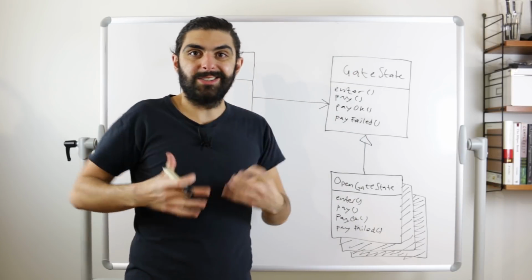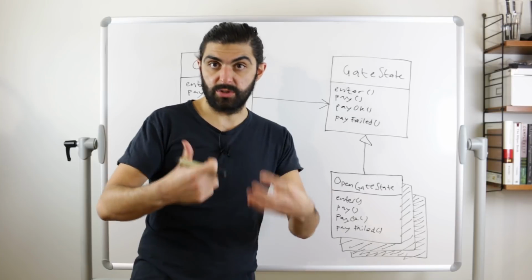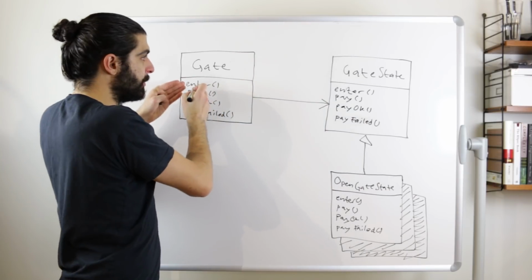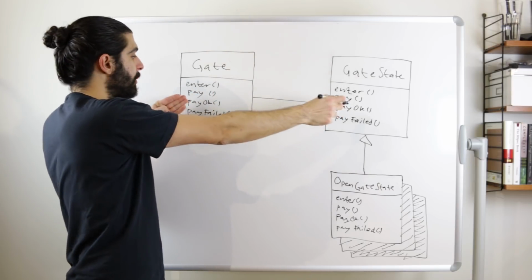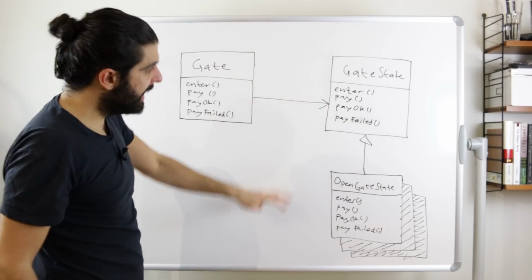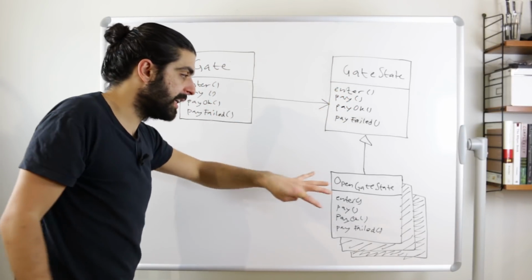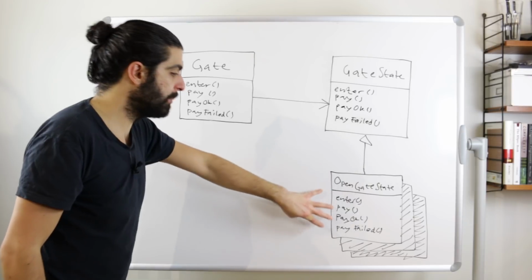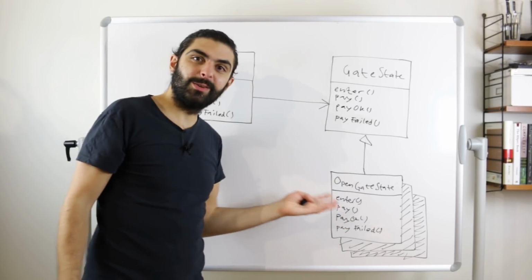So we need to be able to handle each cell individually, or we need to be able to have a separate implementation for each of the different cells. So that means that enter will call enter in the gate state, pay will call pay in the gate state, pay OK will call pay OK in the gate state, and pay failed will call pay failed in the gate state. And then we decide, not up here in the interface, but down here in any of the concrete states, what the implementation should be for each of these different methods. Again, depending on which state we're in.